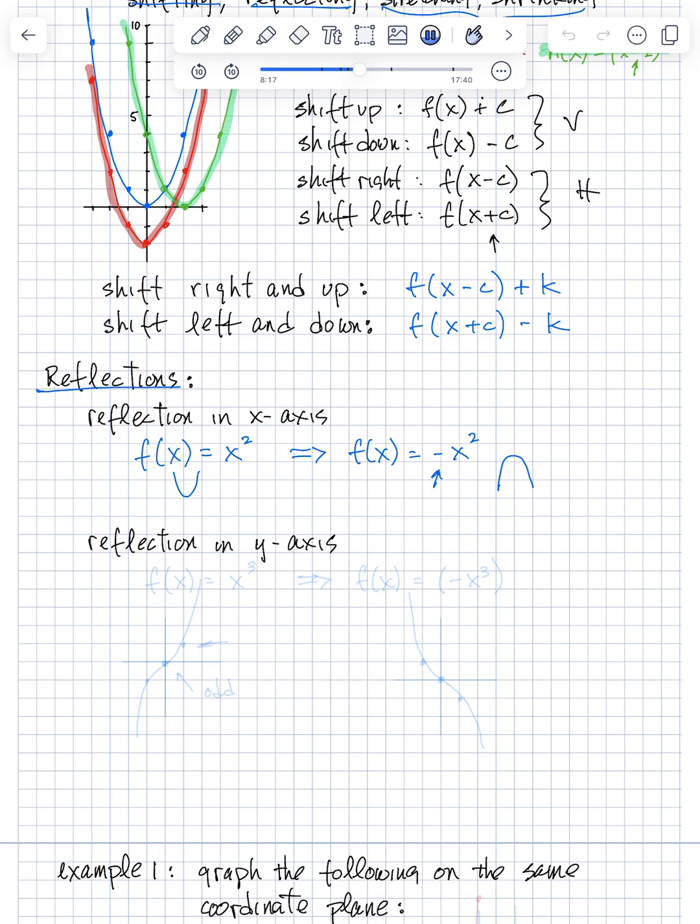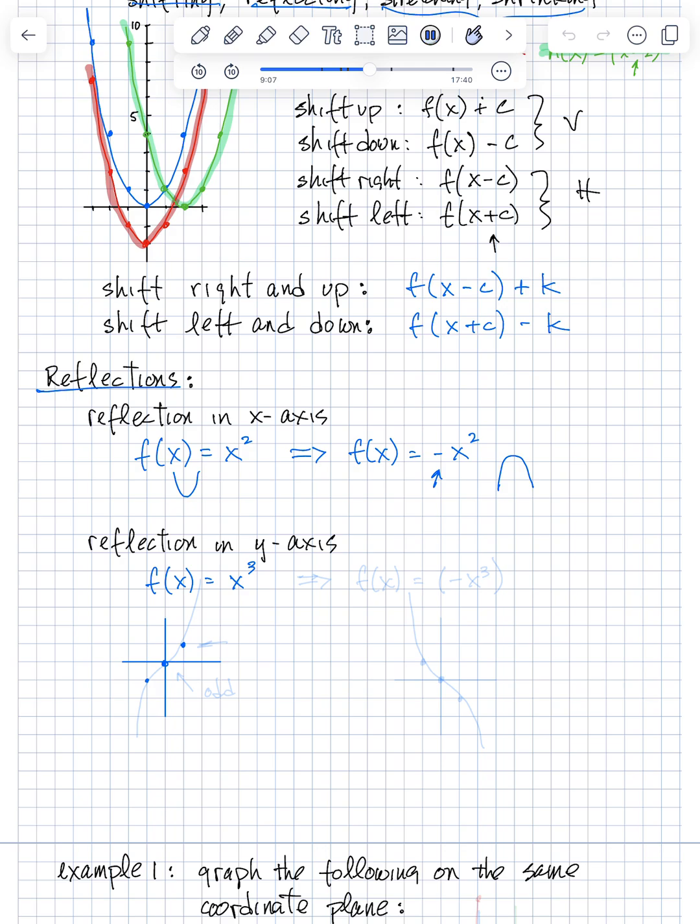Now, if you wanted a reflection in the y-axis, we're not going to use the x squared as our example, because if you reflect it in the y-axis, because it's an even function, it's going to look the same. So we're going to use an odd function for our example. F of x is equal to x cubed. Well, what does that look like? Let's just graph it. And you don't have to graph the whole thing to get an idea what the shape looks like. When x is 0, y is 0. When x is 1, y is 1. When x is negative 1, negative 1 cubed is negative 1.